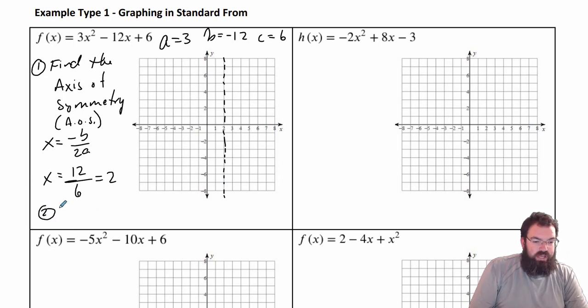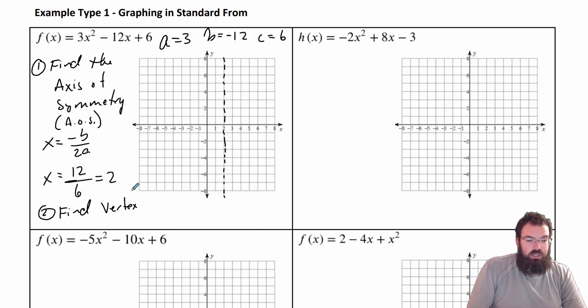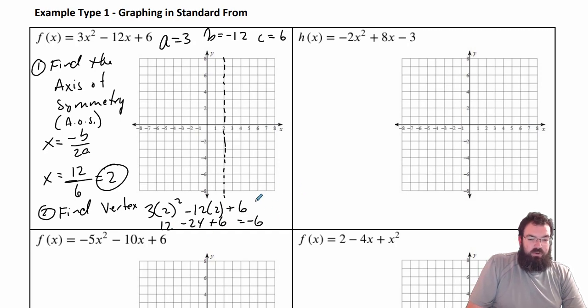Find the vertex. Remember, we find the vertex by plugging in the AOS into the original equation. So the AOS was 2, so I'm going to take the 2, plug it in, find out what I get. Plus 6. So this is 4 times 3 is 12, minus 24 plus 6, so negative 12 plus 6 is negative 6. So that means my vertex is going to be 2 comma negative 6.